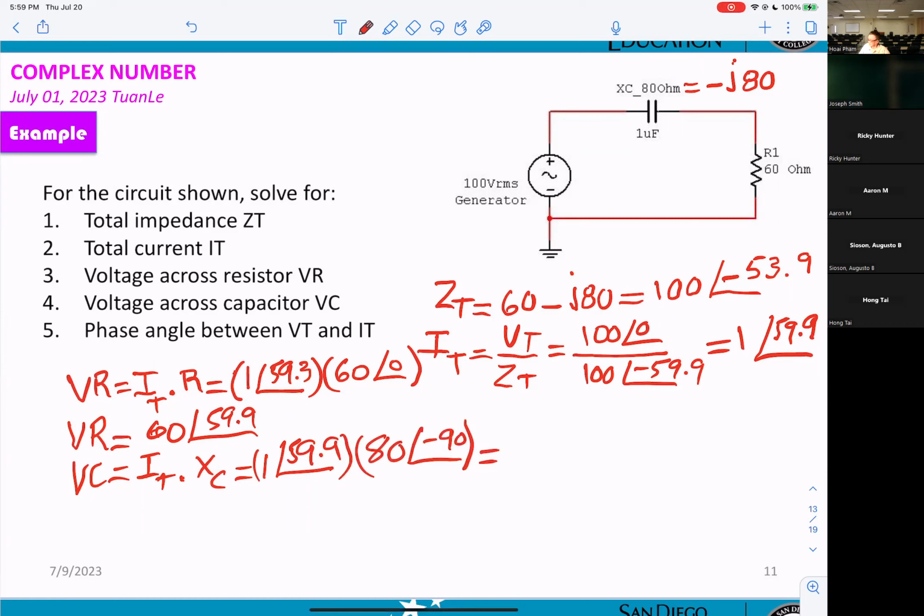So that'll be 80, and then that'll be 80 for the, yeah, that'll be 80. And then it's minus 90 plus 59.1, whatever the difference is. So that is minus 90 plus 59.9 equals minus 30.1. That's what you got, right? Yeah, you just take the difference. Okay, all right, that's good.